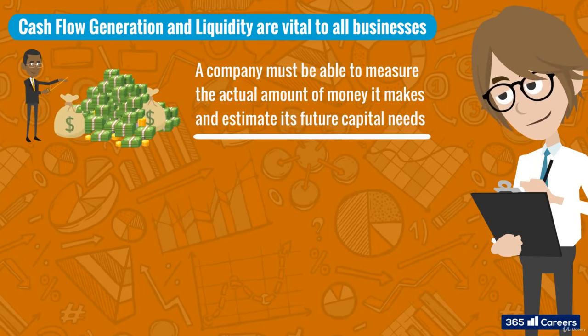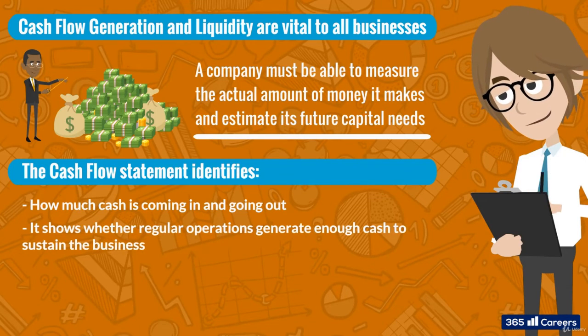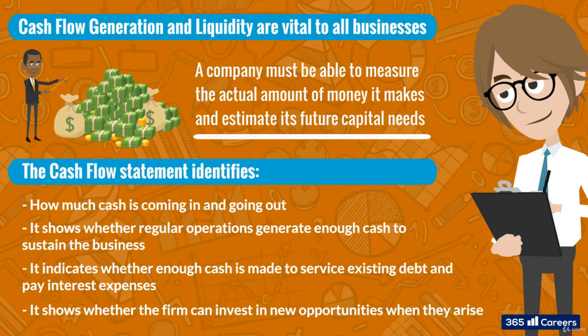A company must be able to measure the actual amount of money it makes and estimate its future capital needs. The cash flow statement identifies how much cash is coming in and going out, and points out where the cash is generated or spent. It shows whether regular operations generate enough cash to sustain the business. It indicates whether enough cash is made to service existing debt and pay interest expenses. It also shows the amount of money that's being invested and whether or not the firm makes enough money to take advantage of new business opportunities as they arise.